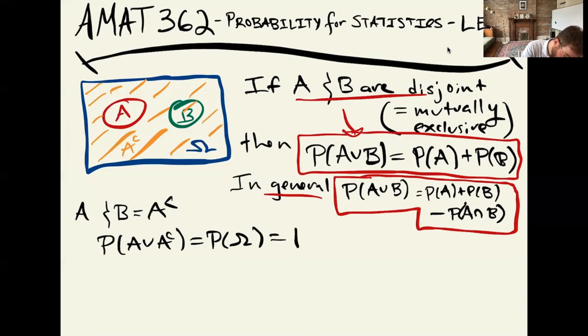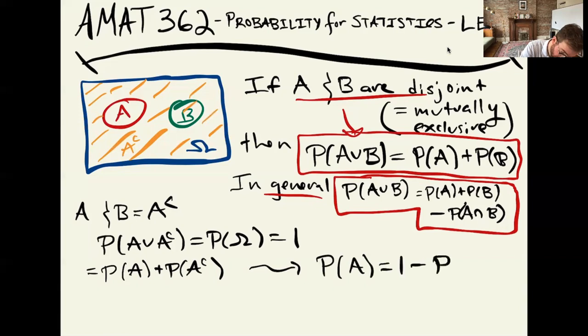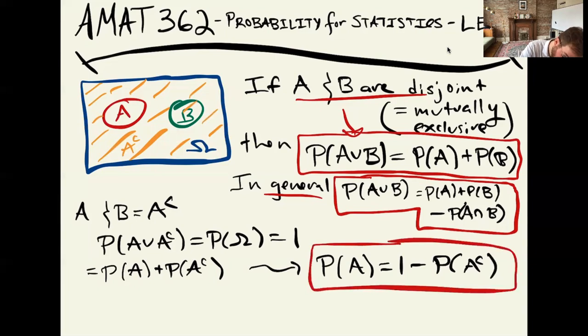But by this formula over here, this has to also be equal to the probability of A plus the probability of A complement, which leads to the useful formula that the probability of A can be determined by 1 minus the probability of A complement. We sometimes call this the law of complements.